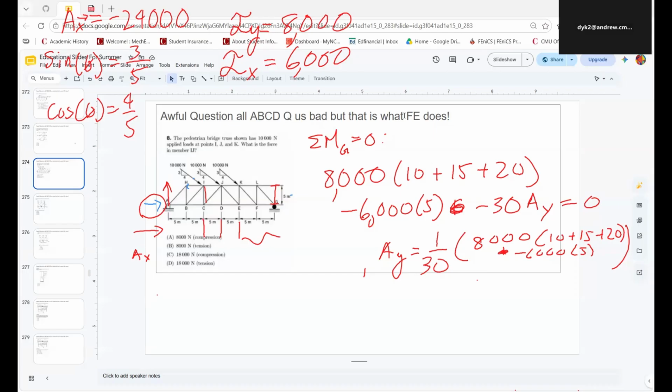Oh wait, I forgot 3 here. There's a 3 multiplication here because there's 3 of them.